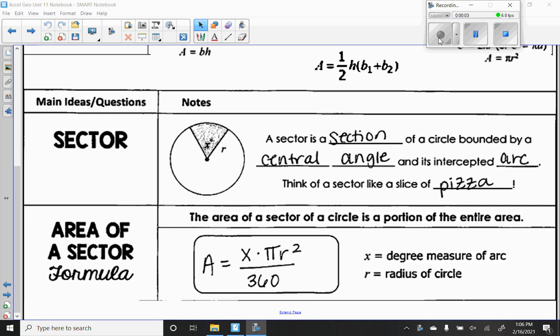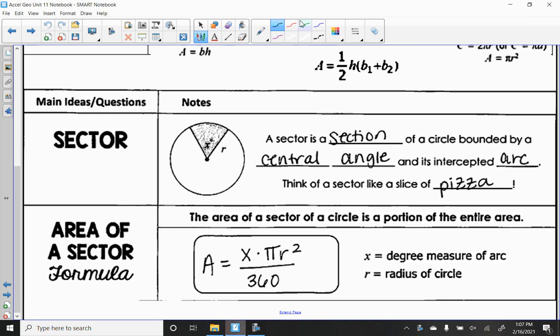In this video, we're going to learn how to find the area of a sector on a circle. Right here is a picture of a sector. When we think sector, we're really focusing on the pizza slice. All right, to find the area of a sector, you need two things.